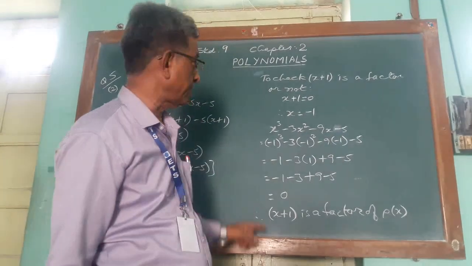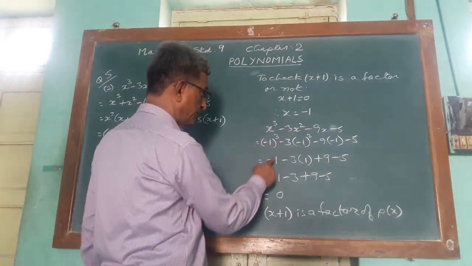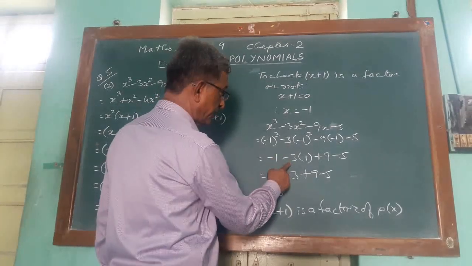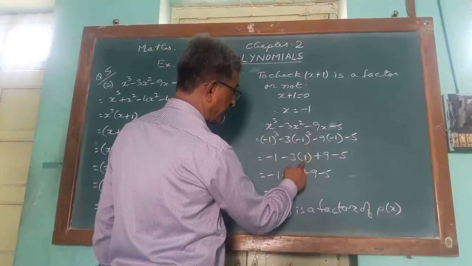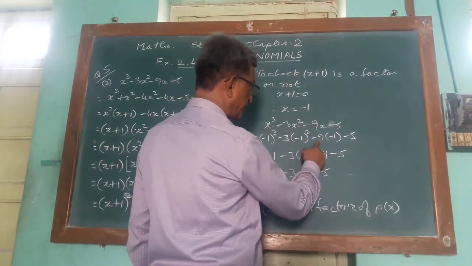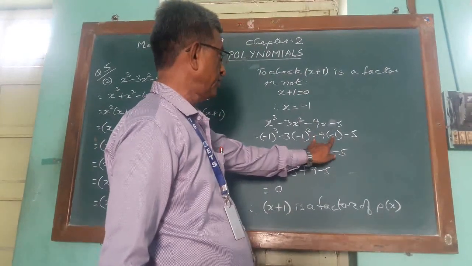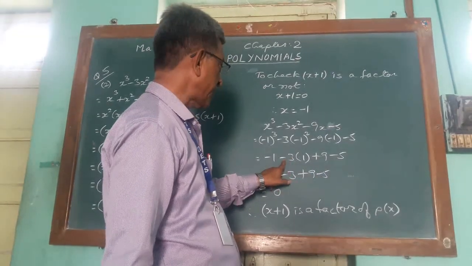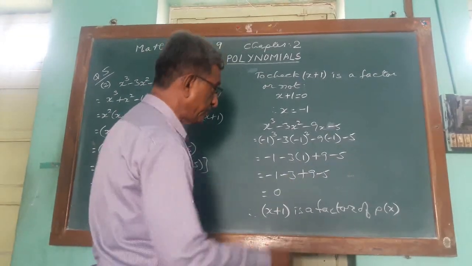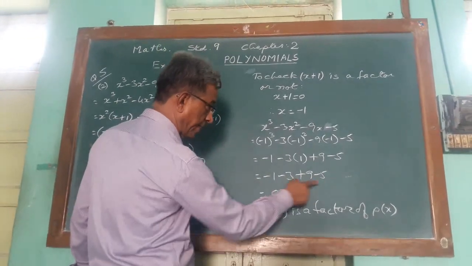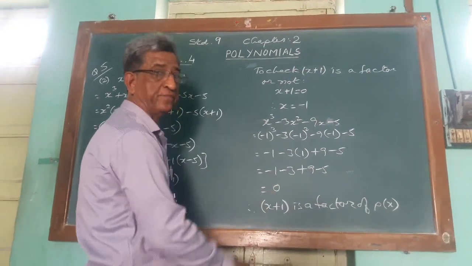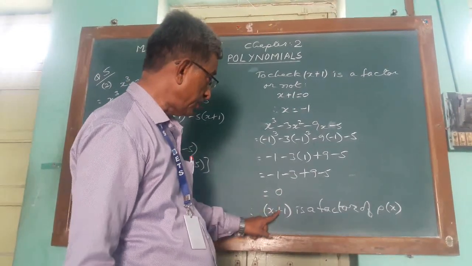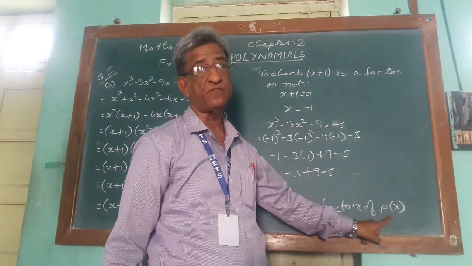Now simplify. Minus 1 cube gives you minus 1. Minus 3 into minus 1 square gives you minus 3. Minus 9 into minus 1 gives you plus 9. Minus 5 as it is. Minus 3 ones are minus 3. Now if you simplify this, you will get 0. As you are getting 0, x plus 1 is a factor of p(x).